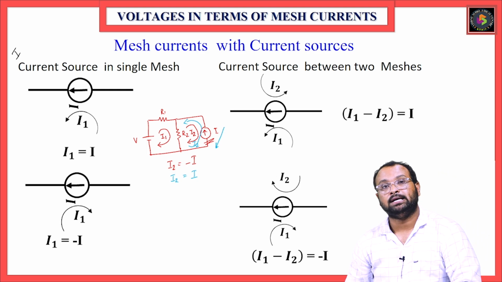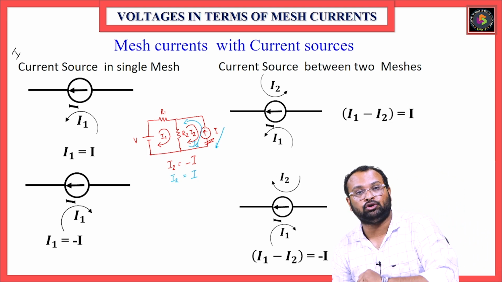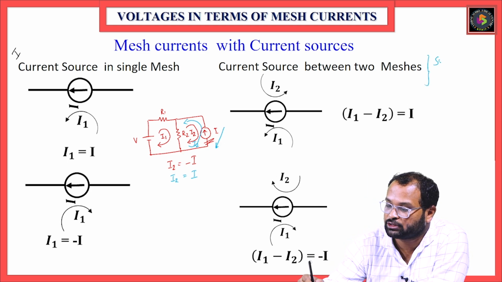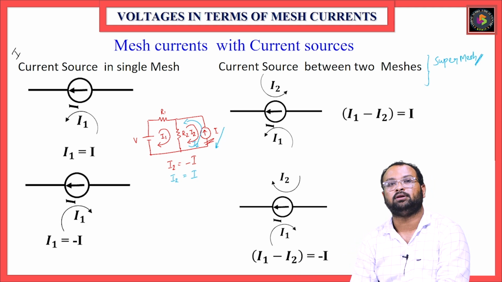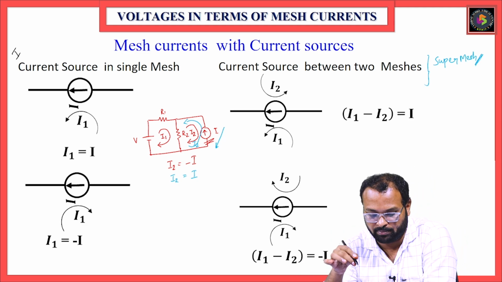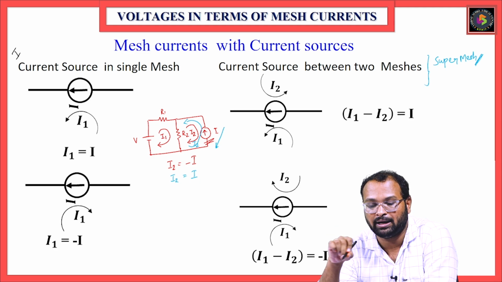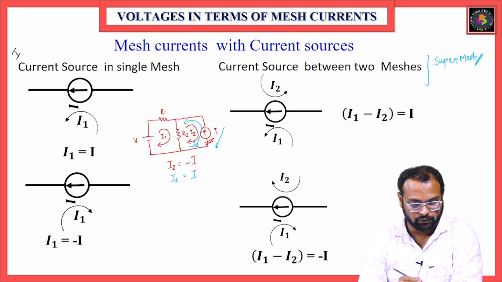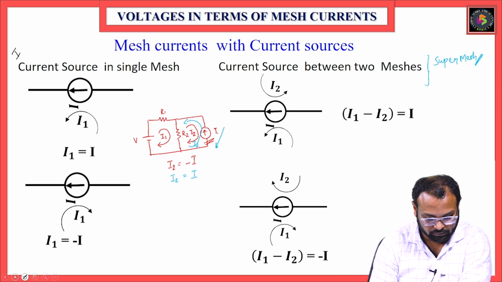If the same source is available between 2 meshes, that is considered a special case of mesh analysis, that is the super mesh. We will discuss this in the next video, what is the meaning of super mesh. The equations will become easy while we explain the example. We will see what the super mesh is and how it works. So we will go to the next step from here.